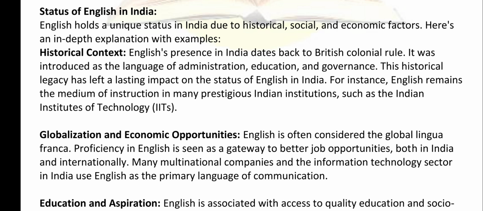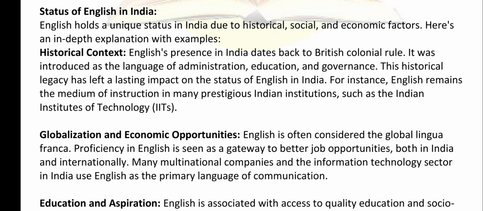Let us see. English holds a unique status in India due to historical, social, and economic factors. Here is an in-depth explanation with examples. Now you see why English is important. Of course, we know the Britishers ruled in India. Yes or no? The colonial rule. So all these had impacted India in different ways. The history of India is affected, the society of India is affected, and the economic status of India is also affected. Yes or no?